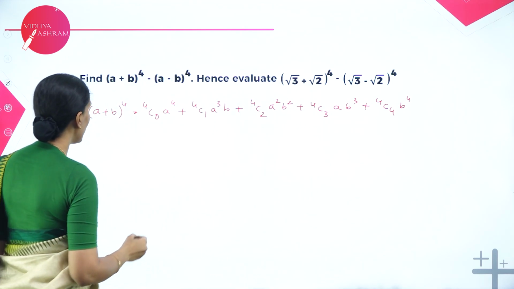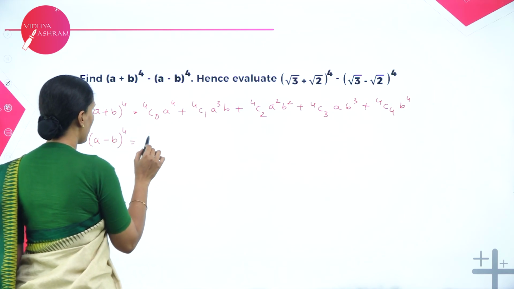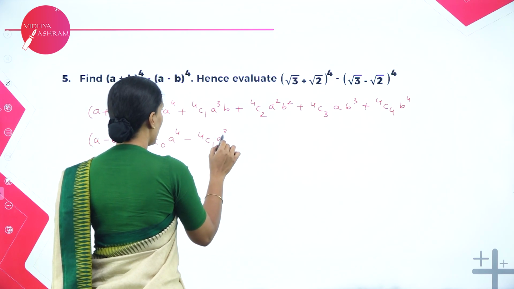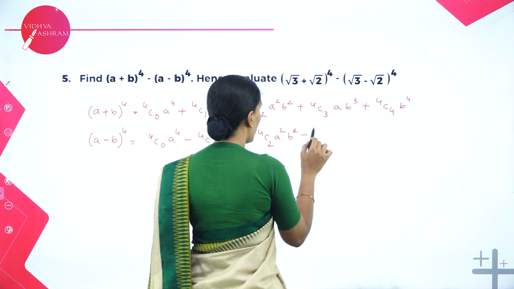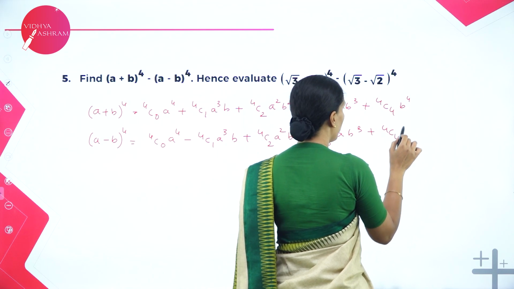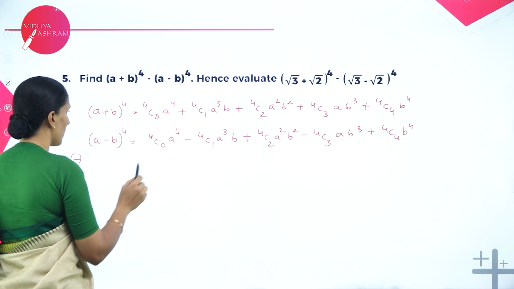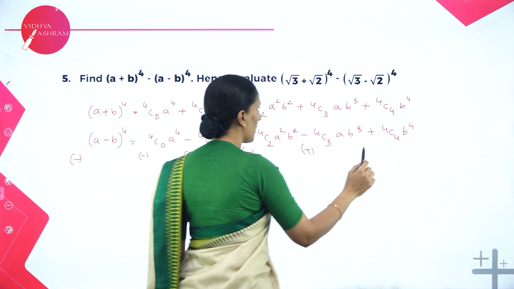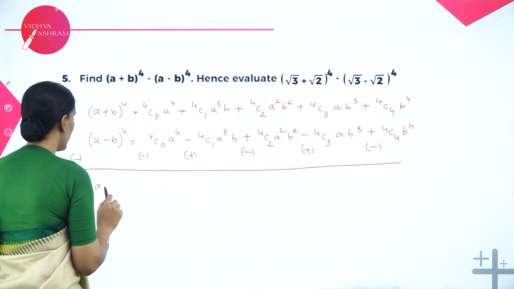Next we have minus b in the place of b. So the same expansion can be written as 4c0 a power 4, 4c1 a cube b, 4c2 a square b square, 4c3 a b cube, 4c4 b power 4. Now we need to subtract this, so we'll change the sign: minus, plus, minus, plus, minus. So the terms which are common get cancelled with the opposite sign.